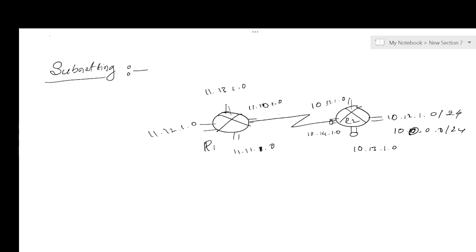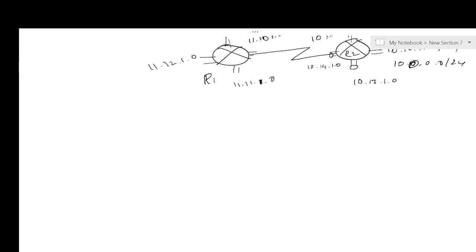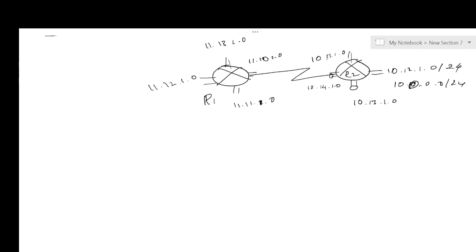But sometimes you will not have this many free IP addresses. You will only have one range. Say for example, you have a router here, and you will only have one network, 10.1.2.0 slash 24.